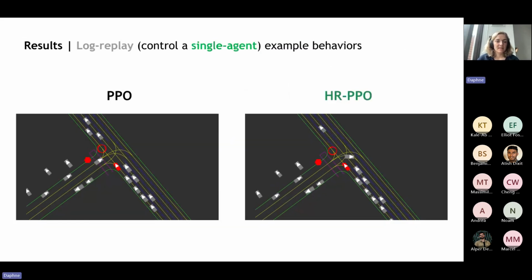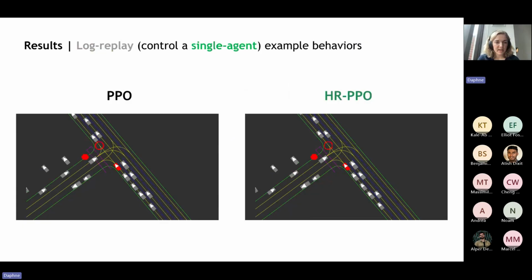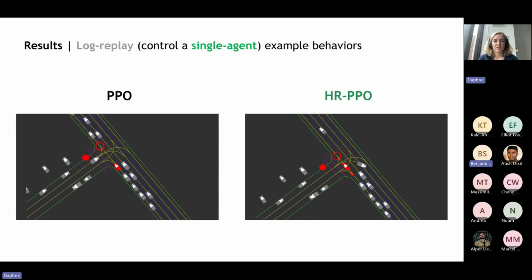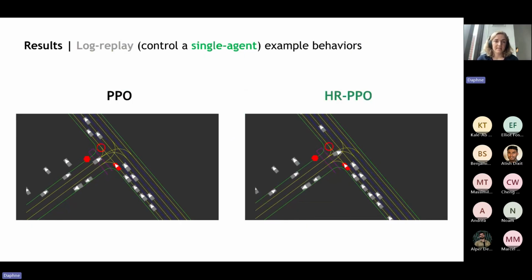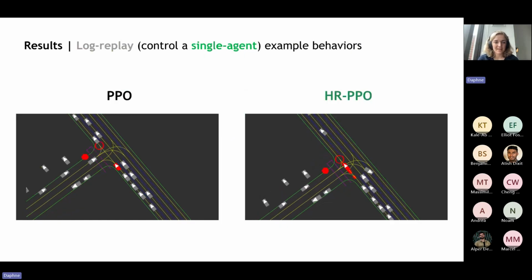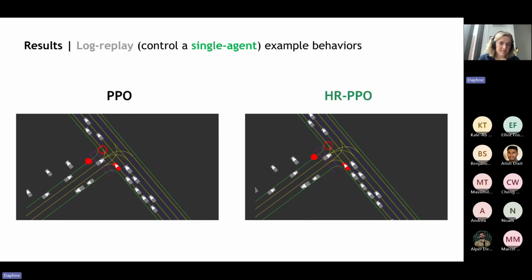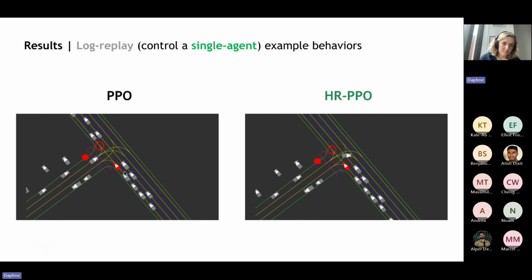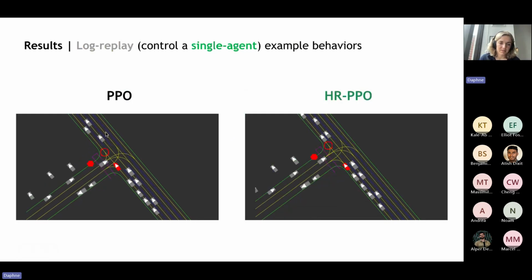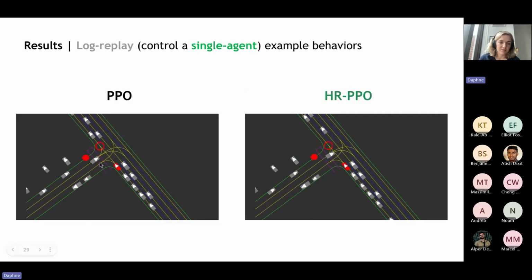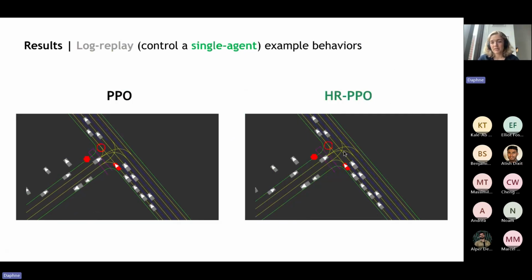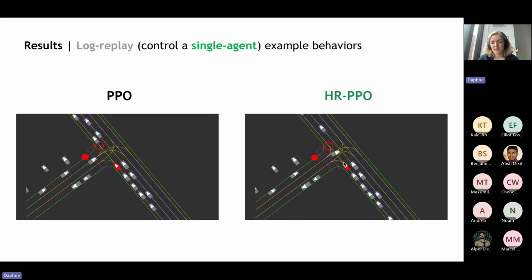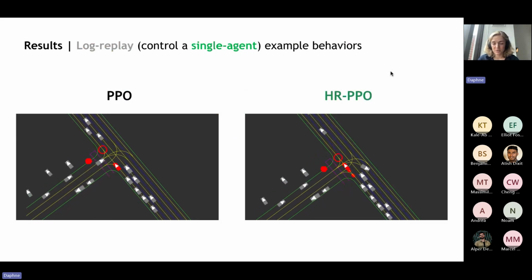Let me just show you 2 example behaviors, and there are a lot more videos on the project page, including failure cases, so if you're interested in that, go take a look there. On the left-hand side, you can see that the PPO agent just drives. It's not patient. It doesn't wait for this vehicle. And on the right-hand side, the human regularized PPO agent waits for a second, and then it approaches the goal.